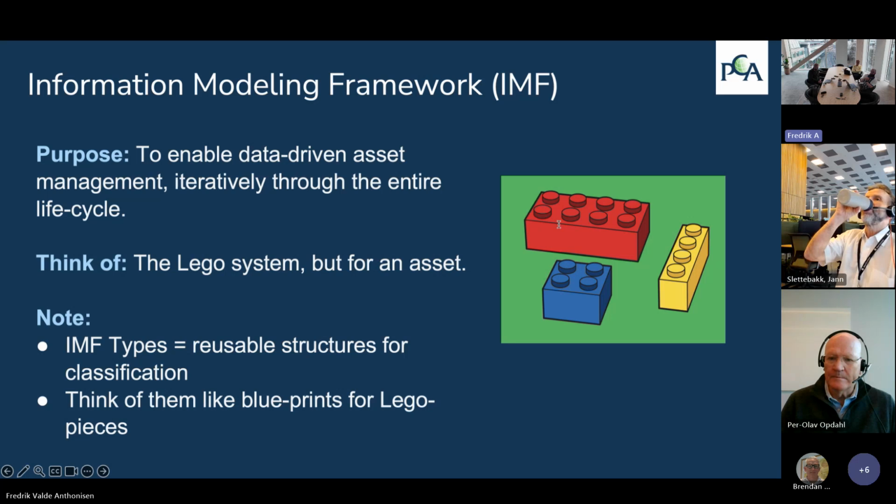One thing that's referred to a lot of times is what we call IMF types. You could think of those as reusable structures that you can use for classification. That might not say very much to everyone, but we're going to look into that shortly.